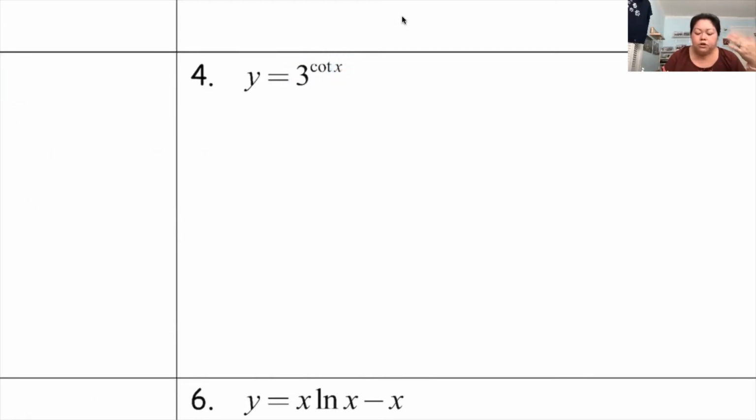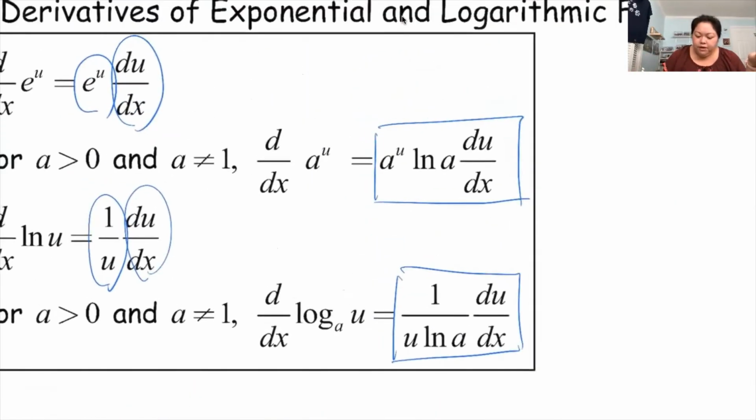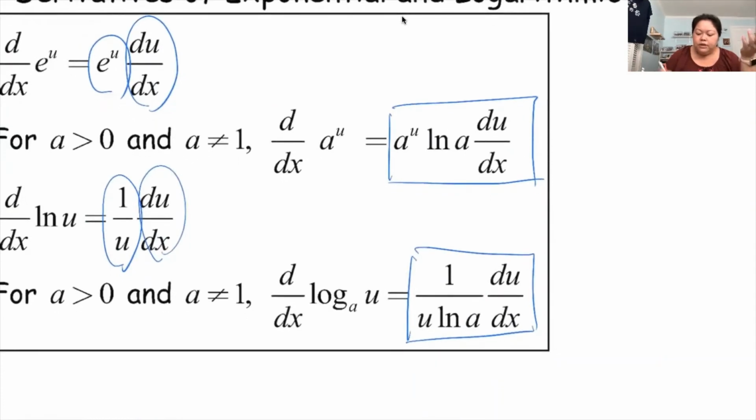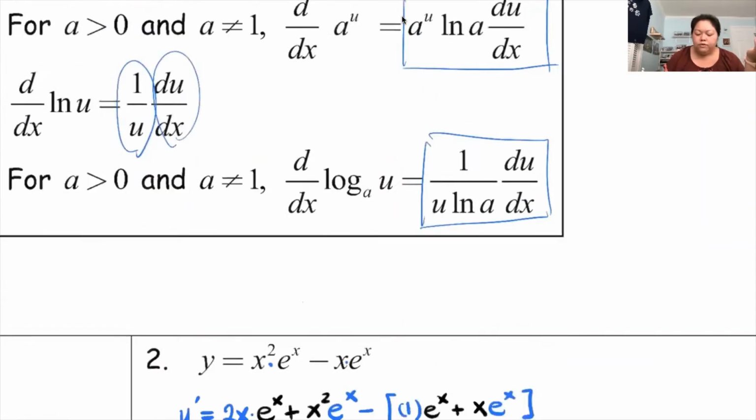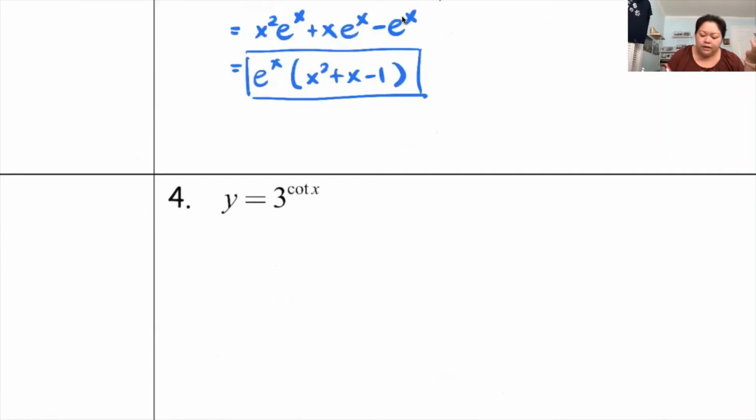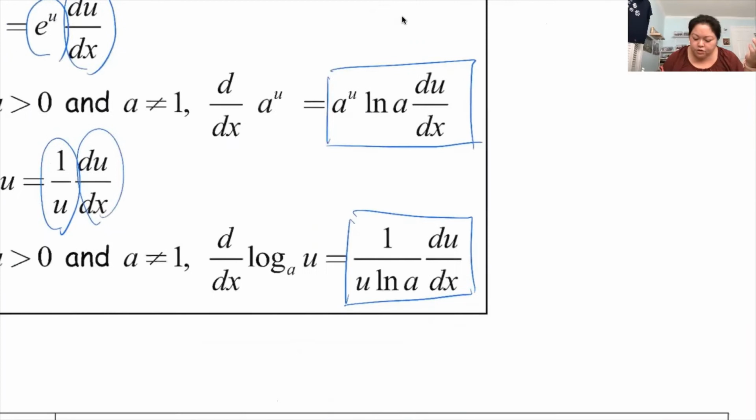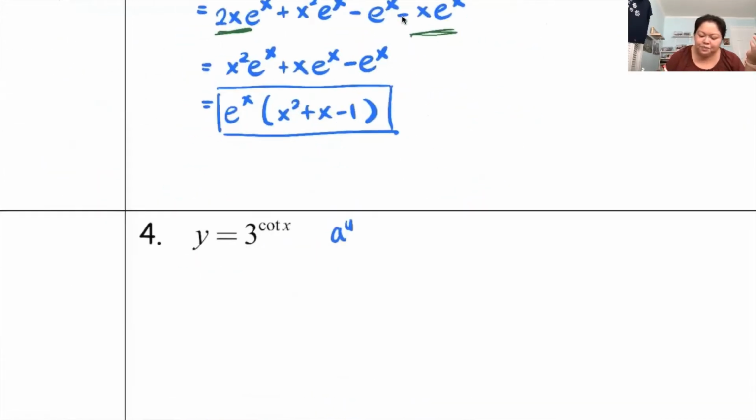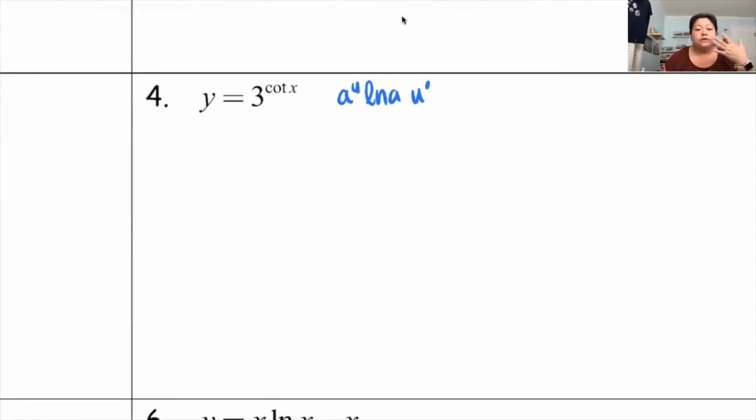I'm going to show you how to use the formula first, and then I'm going to show you what I would do without the formula, because I don't typically memorize the formula. The formula up here says the derivative of a to the u is a to the u, natural log of a, du over dx. Du dx is u prime, meaning the derivative of u. So what is a? a is your base.